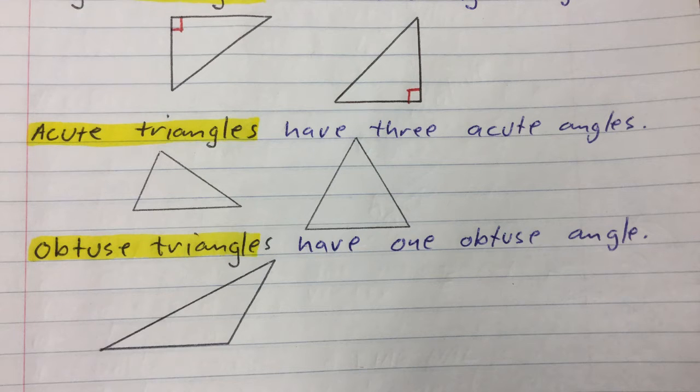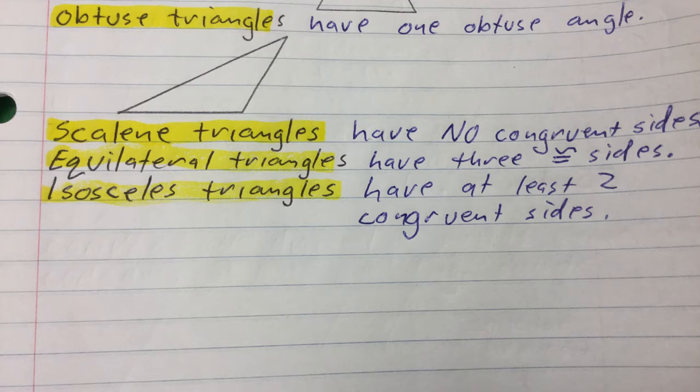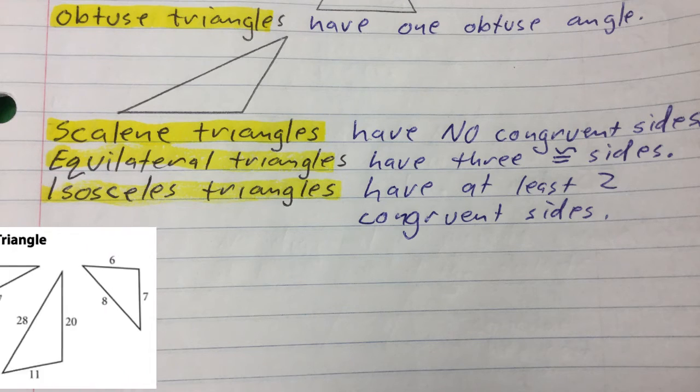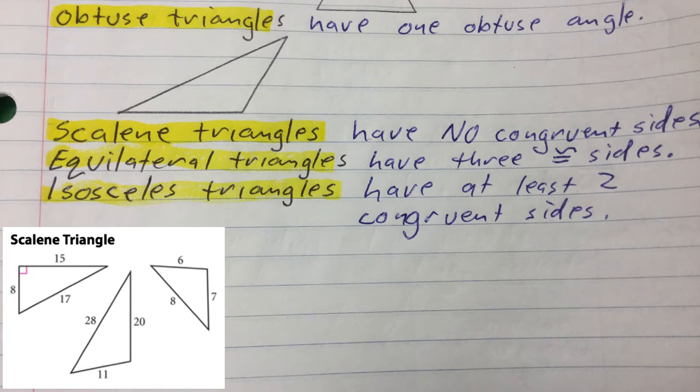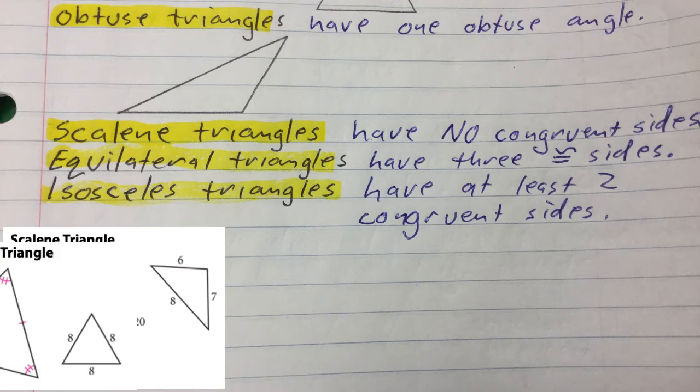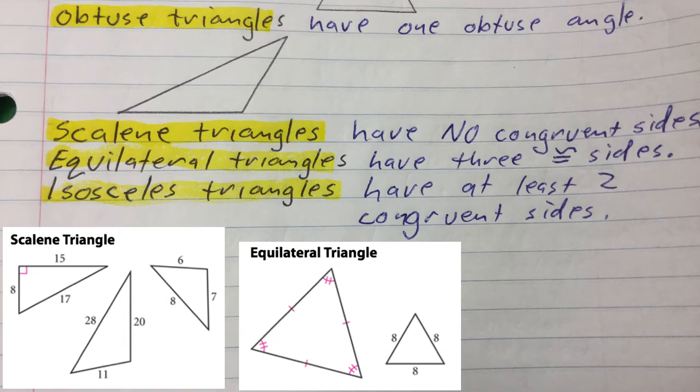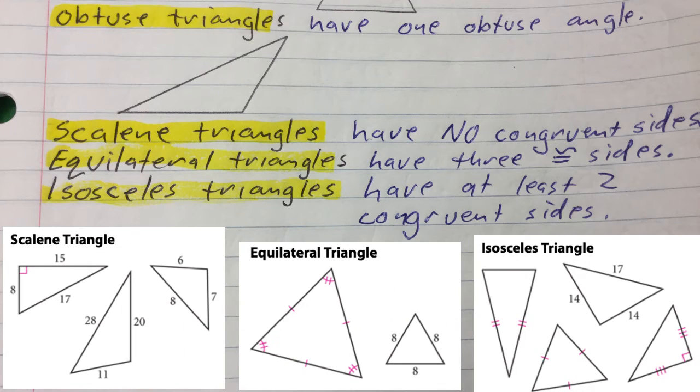A few other definitions: scalene, equilateral, and isosceles. Scalene triangles have no congruent sides. All 3 of the sides are different. Equilateral, all 3 of the sides are the same. They're all congruent. And isosceles triangles have at least 2 congruent sides.